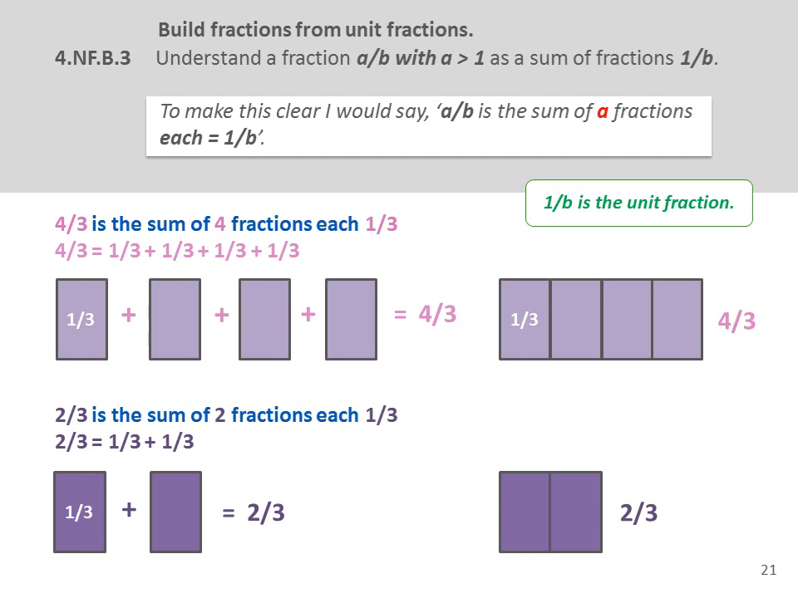The next directive is to build fractions from unit fractions. The standard for 4.NF.B.3 reads, understand a fraction a over b with a greater than 1 as a sum of fractions 1 over b. To make this clear, I think B3 should read, understand a over b as the sum of a fractions, each the size of 1 over b. Now remember this statement from the 5th slide.